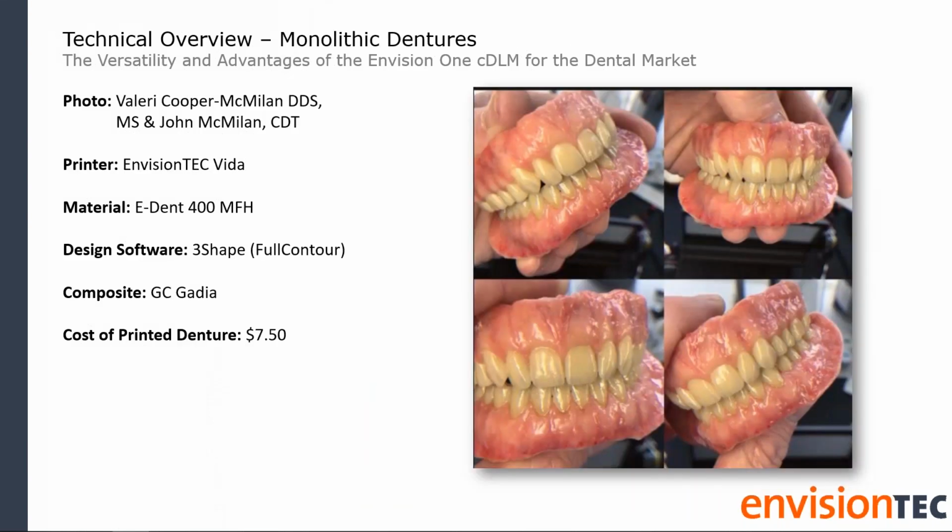Here we see a fantastic example of a fully characterized monolithic denture. This was printed on the EnvisionTEC Vida and characterized by Valerie Cooper McMillan and John McMillan. The material cost of this monolithic denture was only $7.50. The monolithic denture was printed. All uncured material was removed using 99% isopropyl alcohol. The model was then post-cured, then characterized using stains and glazes.